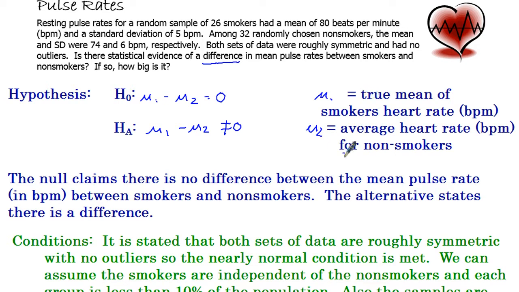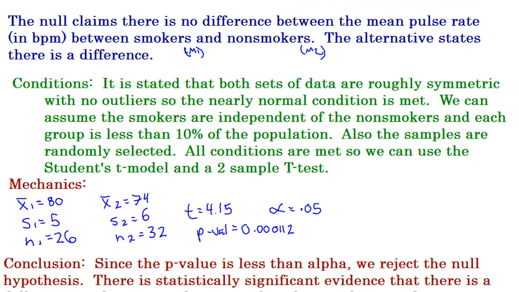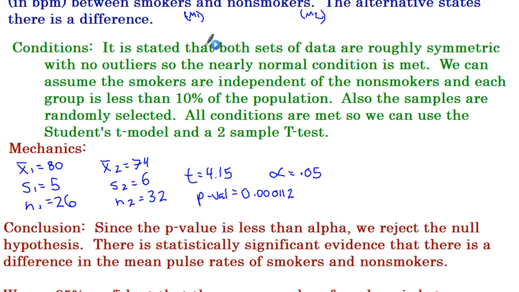Either one works. Keep in mind too, you do not have to define this as a separate thing. You can do the little sneak attack like we did back in Chapter 22, where you would say between smokers, mu1, and non-smokers, mu2. You still need to write your little sentence here, which we did. Conditions: basically everything stays the same. We're talking about both sets, both groups of data.